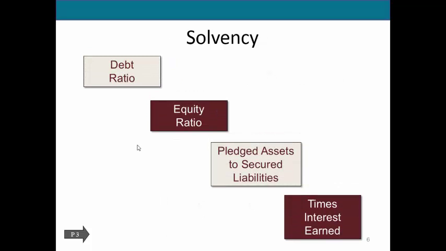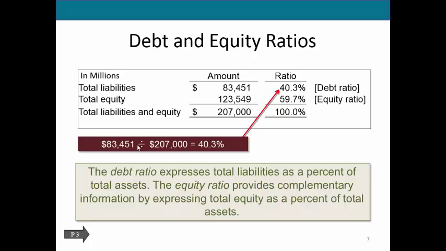Moving forward, we're now going to look at solvency. When we look at solvency, we're looking at the ability of a company to continue on in the future. Are they able to pay their debts? So we'll begin with one of the most basic. We're looking at our debt and equity ratios. So what we're doing here is we're trying to get an understanding of how does the company raise money.